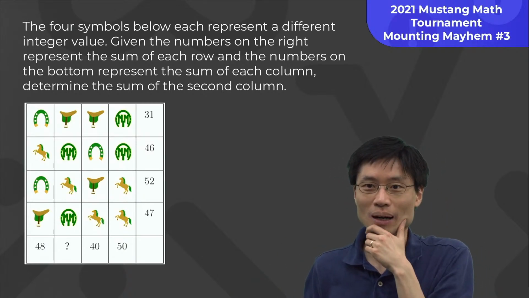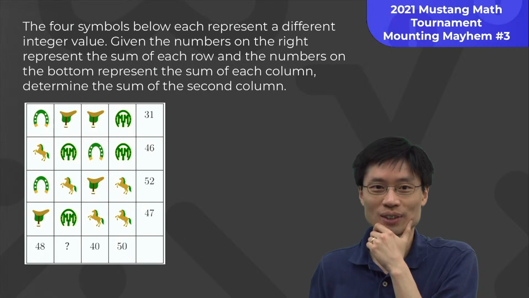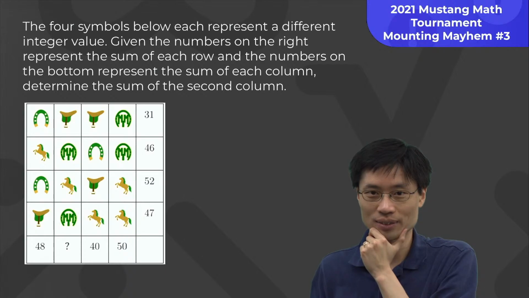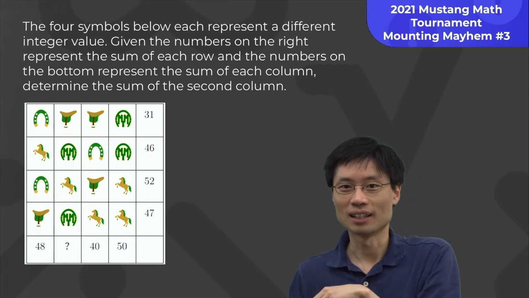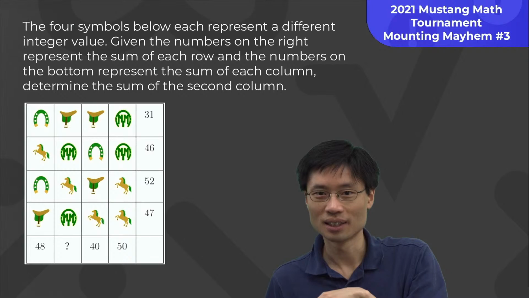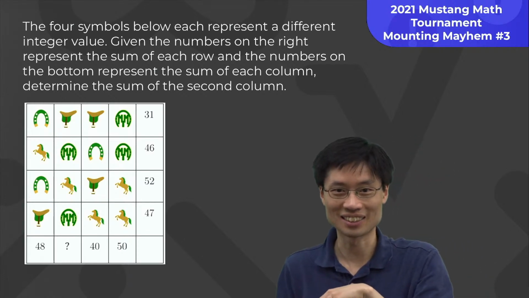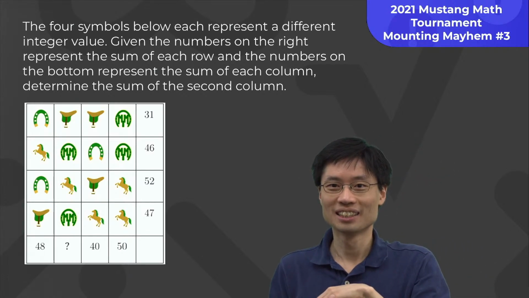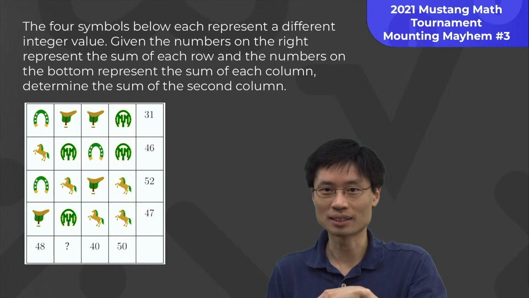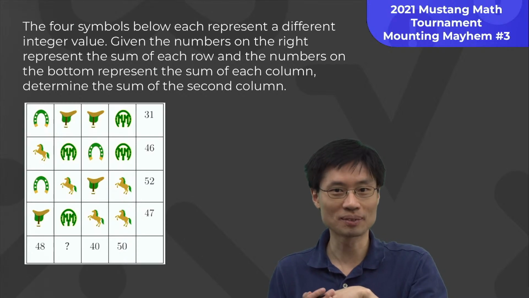All right, Mounting Mayhem number 3. The 4 symbols below each represent a different integer value. Oh, yes, there are symbols, and there are 4 of them. Okay, I see that. Wait, how come I only see 3 horseshoes? Oh, that's because there are 5 horses. Mustangs. Okay, good. Given that the numbers on the right represent the sum of each row, and the numbers on the bottom represent the sum of each column, determine the sum of the second column.